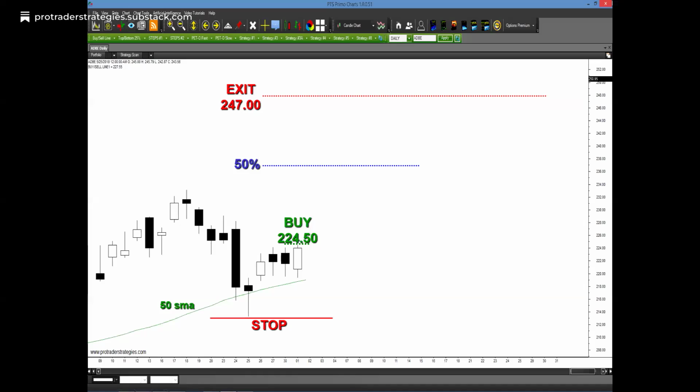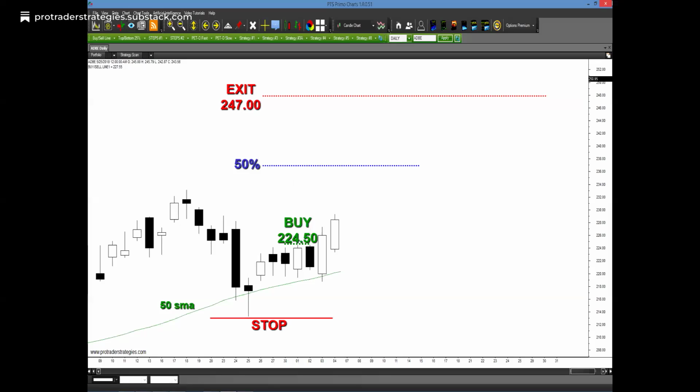Let's watch the trade unfold here. So we see nothing really happened on the first day. We didn't enter yet. But on the second day, we did. So now we are long. We've entered into the trade. We have our stop. We have our exit point, and we know where the 50% level is. See how all of this has been done even prior to the trade. This is what real planning is.